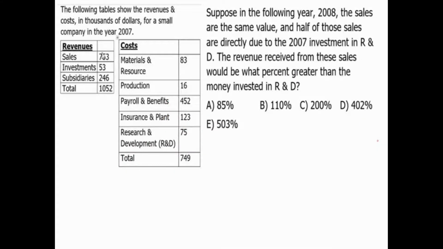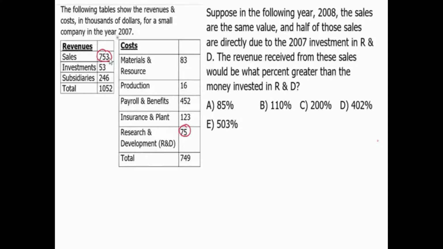We have the revenues and the costs in thousands of dollars for a certain company in the year 2007. Now, in the year 2008, the sales are the same value. What is that value? That value is this many thousands of dollars. And half of this number are directly due to the 2007 investment in R&D. And the investment in R&D is $75,000. Then the revenue received from these sales, which is half of this number, would be what percent greater than the money invested in R&D, which is this number.